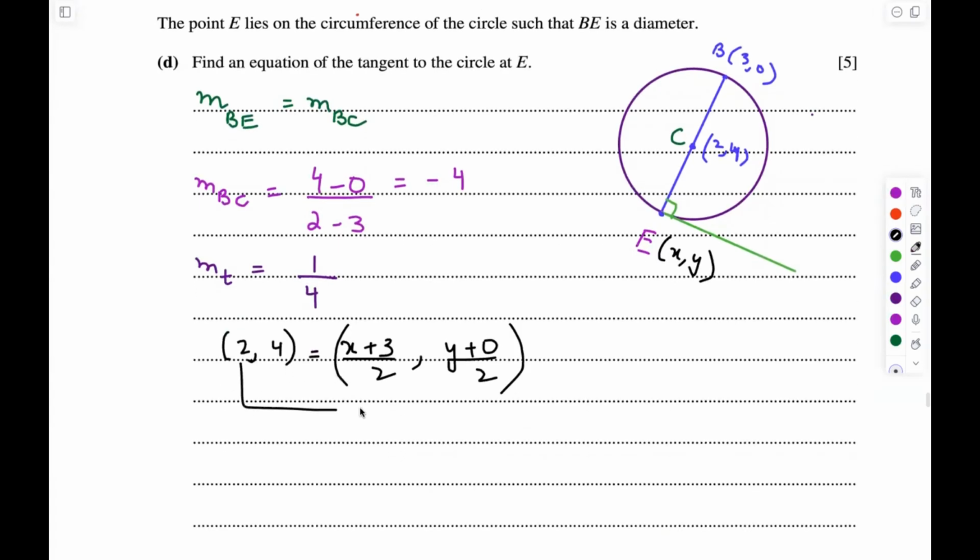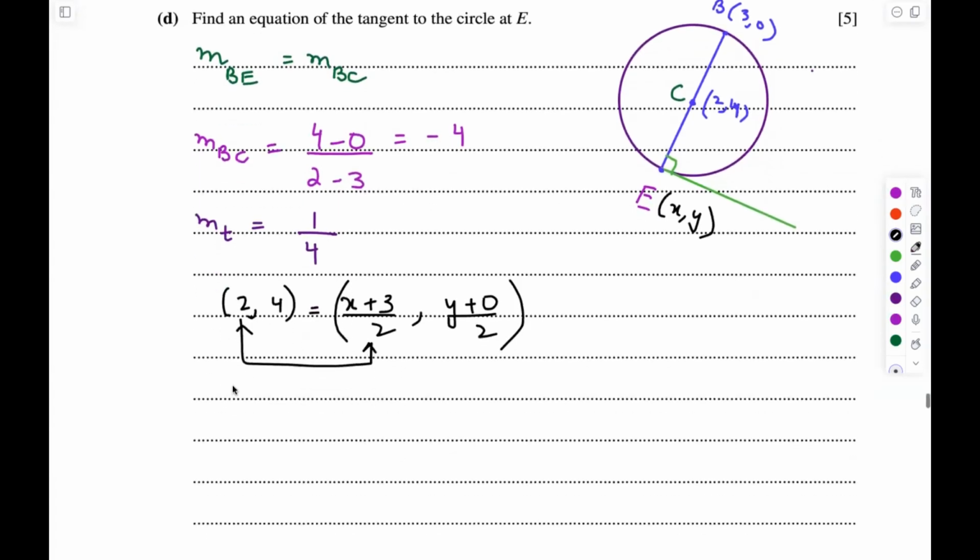So equating 2 with x plus 3 upon 2, that will become 2 equals x plus 3 upon 2. Cross multiplying, we'll get x equals 4 minus 3, which is 1. And equating 4 equals y plus 0 upon 2, so 2 times 4 will be 8. So y will be equal to 8. So the coordinates of E will now be 1, 8.